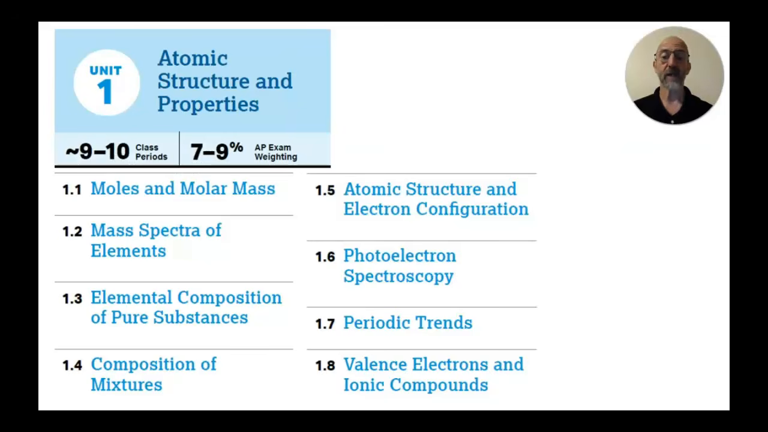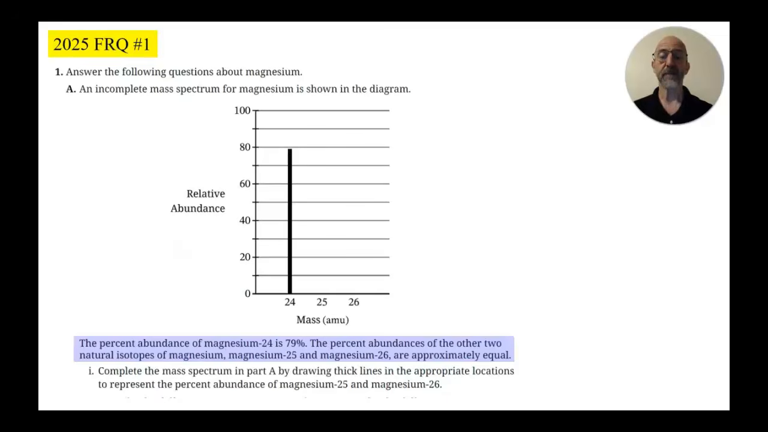Okay, let's get started. We will begin with Unit 1. Our first question, which comes from the 2025 AP Chemistry exam, says an incomplete mass spectrum for magnesium is shown in the diagram. The percent abundance of magnesium-24 is 79%. The percent abundances of the other two natural isotopes of magnesium, magnesium-25 and magnesium-26, are approximately equal.